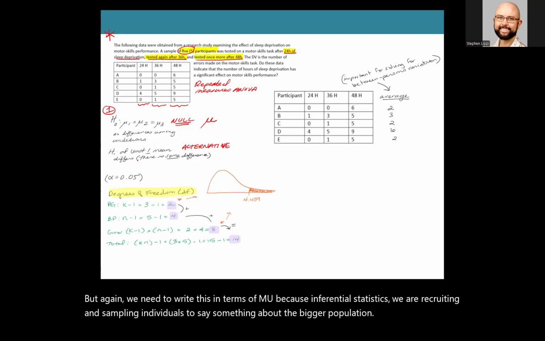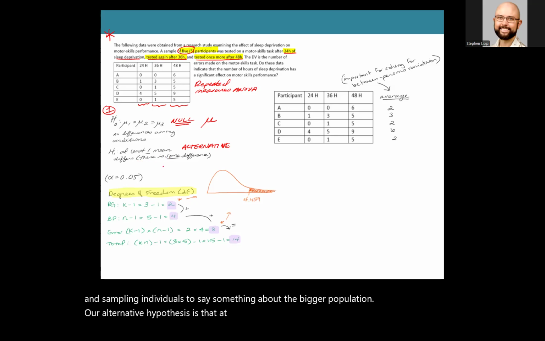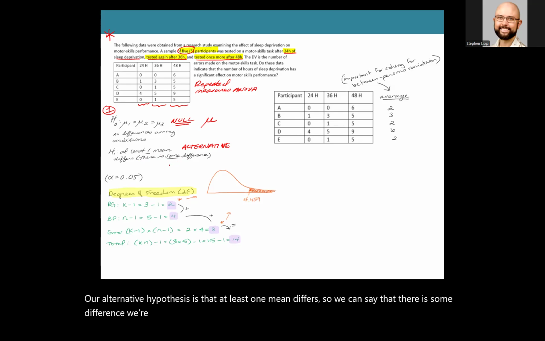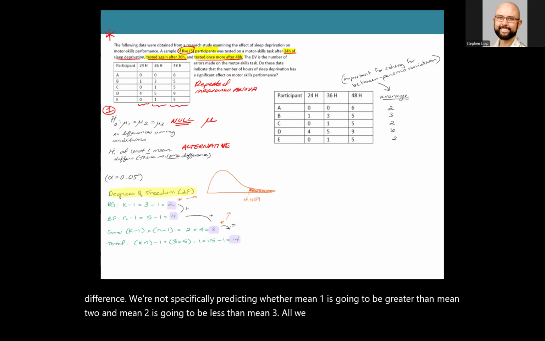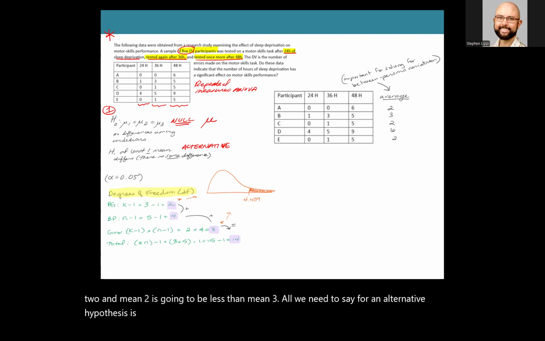Our alternative hypothesis is that at least one mean differs. So we can say that there is some difference. We're not specifically predicting whether mean 1 is going to be greater than mean 2 and mean 2 is going to be less than mean 3. All we need to say for an alternative hypothesis is that at least one mean differs.